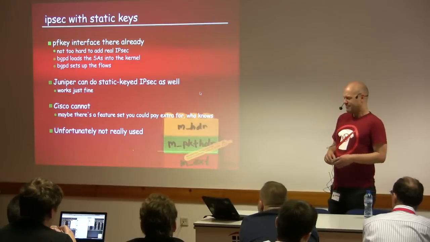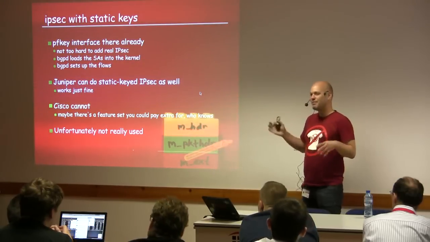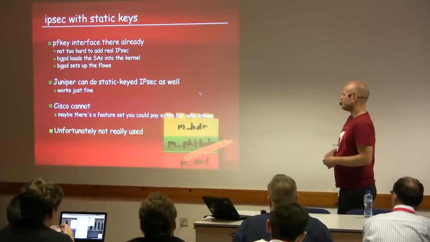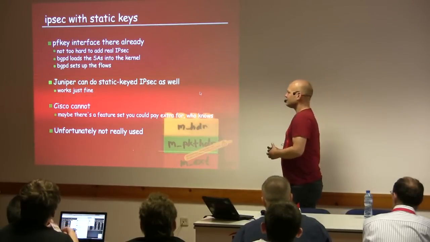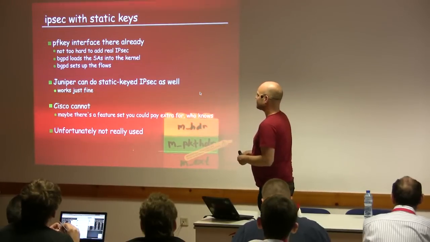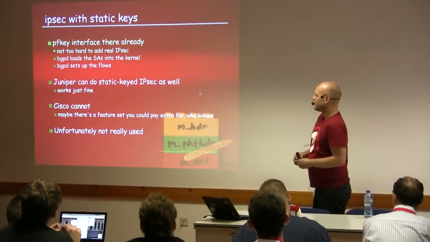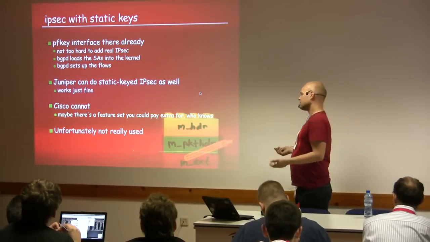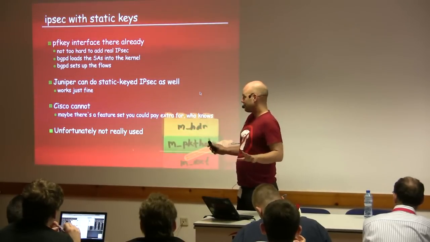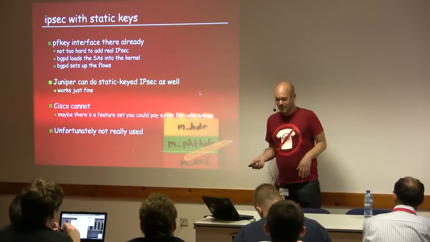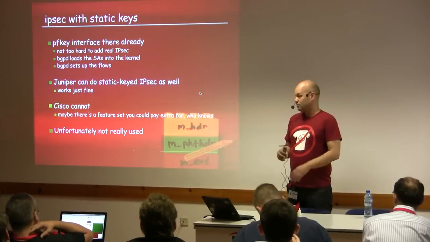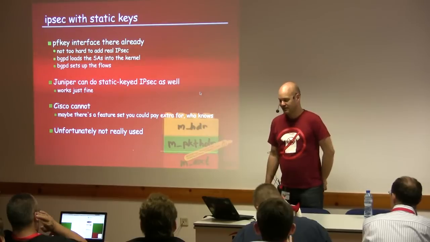So instead of this half-baked TCP MD5 stuff, why wouldn't we be able to do real IPsec? And we read the interface already. So let's do that. Well, static keys, it's really not all that hard. How does it work? BGPD loads the security associations, that's basically the keys, into the kernel, and it sets up the flows, and you don't have to do anything manually. Turns out, Juniper can do the same thing, and we are perfectly compatible, and it all just works.